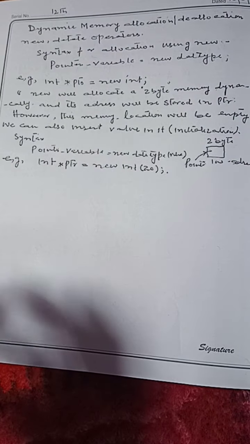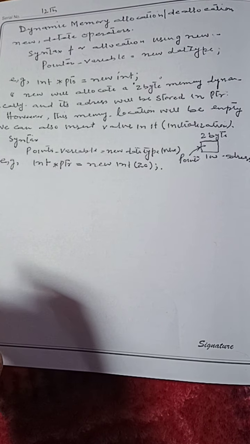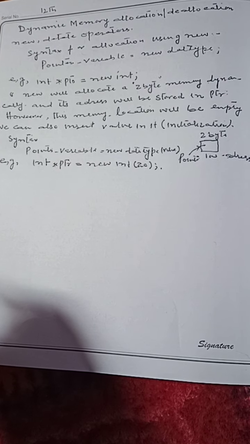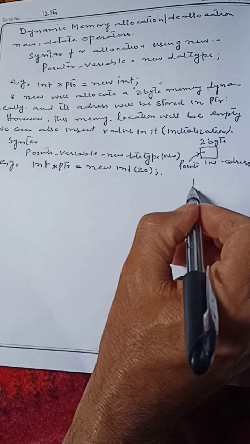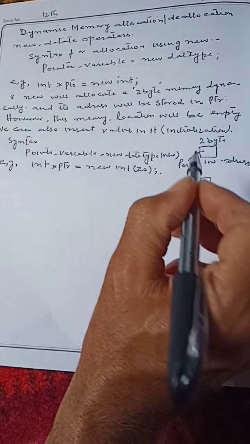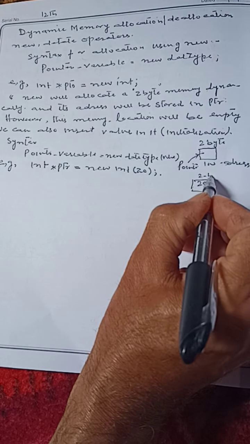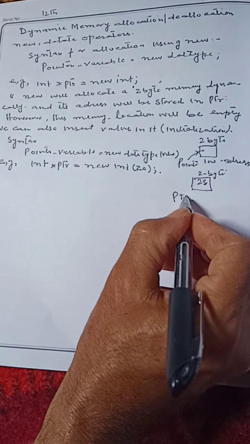We can also allocate memory for an array using new operator. Here it is 20, for example, 2 bytes, and this is the pointer.